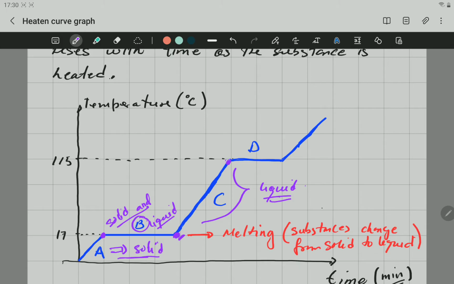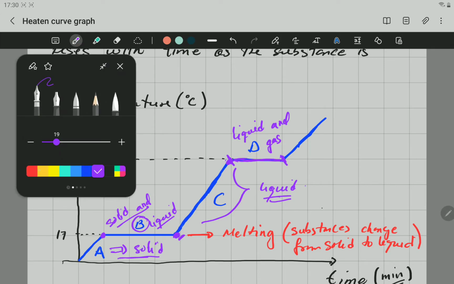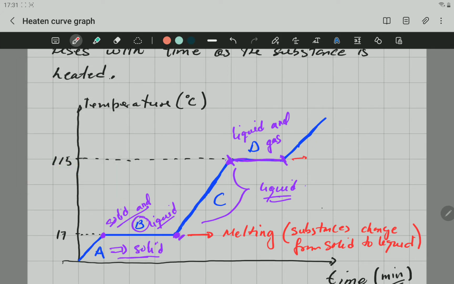Okay, now what is at point D? From this point to this point, the substance is now starting to boil, starting to evaporate. So here the substance will be in liquid state and gas. That is for this part here of D, that you will have the substance starting to change from liquid to gas. Okay, and that process is called evaporation, or boiling. All right, what is evaporation or boiling? It is the process where a substance changes from liquid to gas. So at this point here, the substance is changing from liquid to gas.